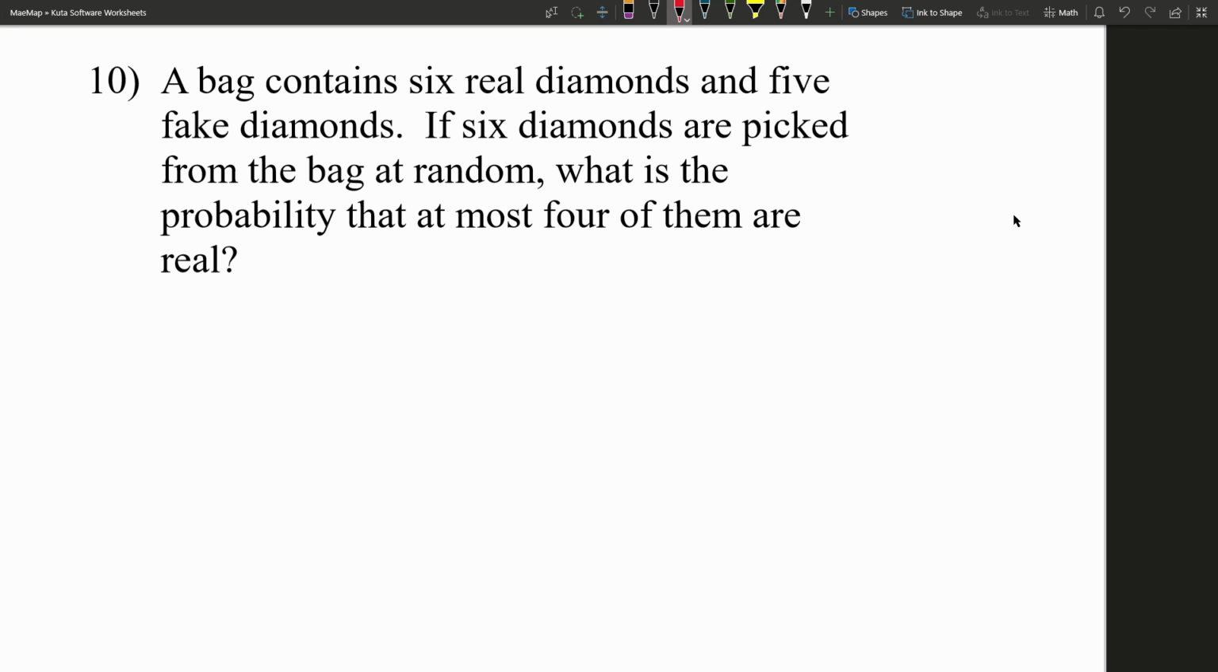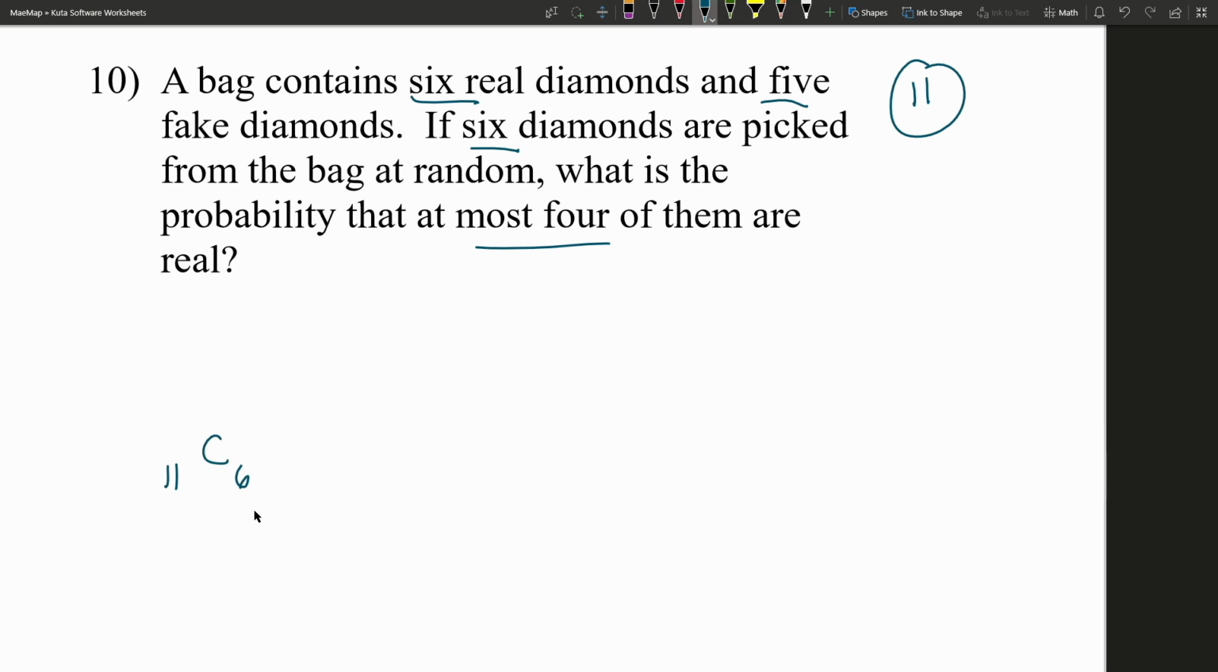We have that a bag contains 6 real diamonds and 5 fake diamonds. If 6 diamonds are picked from the bag at random, what's the probability that at most 4 of them are real? Well, let's start off by figuring out how many diamonds are in the bag total. 6 real plus 5 fake, that's 11 total diamonds in that bag. And how many are we choosing? We're choosing 6 out of that bag. So out of the bag of 11 diamonds, we're selecting 6.